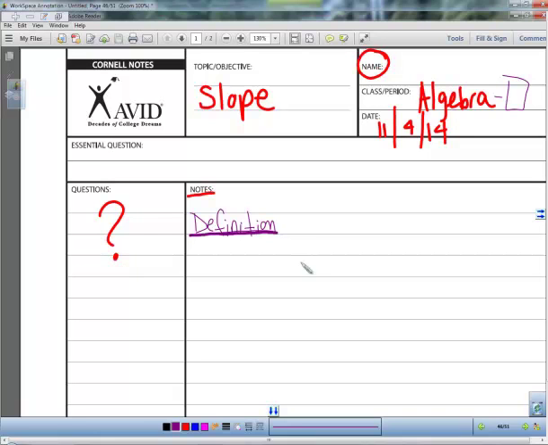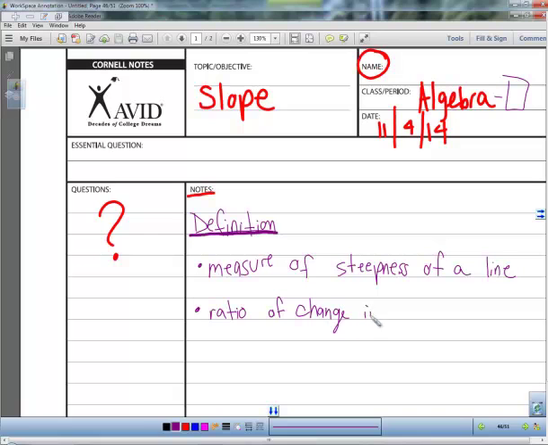So the definition of slope is two parts. The first part is a measure of steepness of a line. Second part of that is ratio of change in y, which is a vertical change, to change in x, which is a horizontal change. Okay? You've heard me say change in y over change in x. That's just what this is saying. Alright?